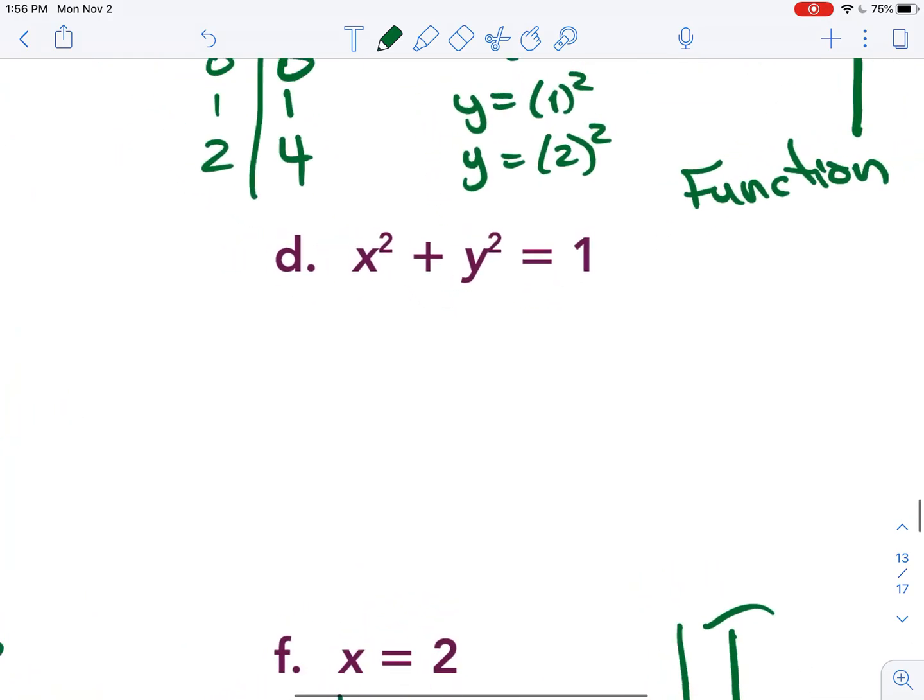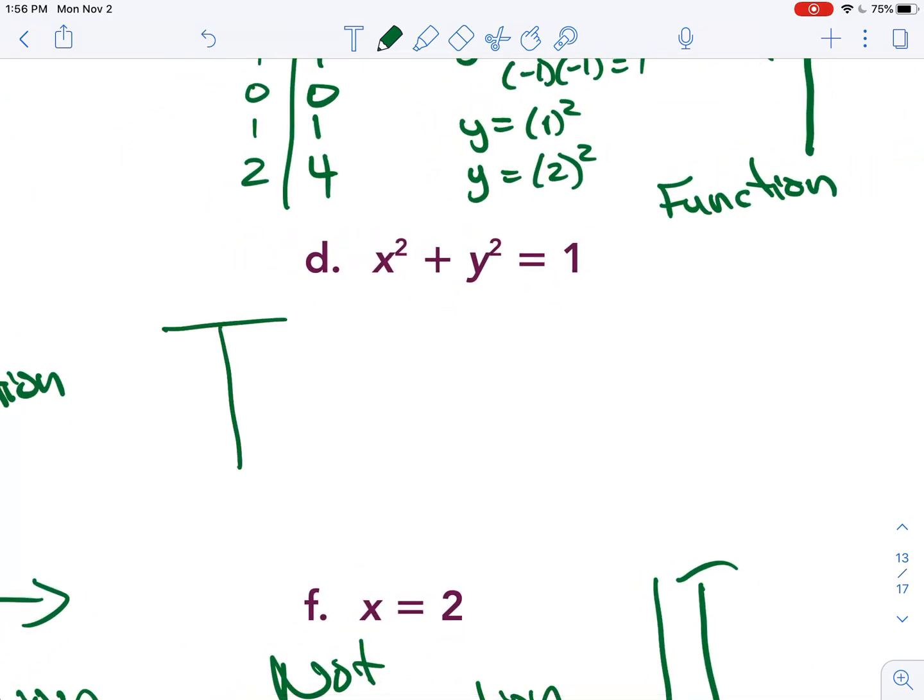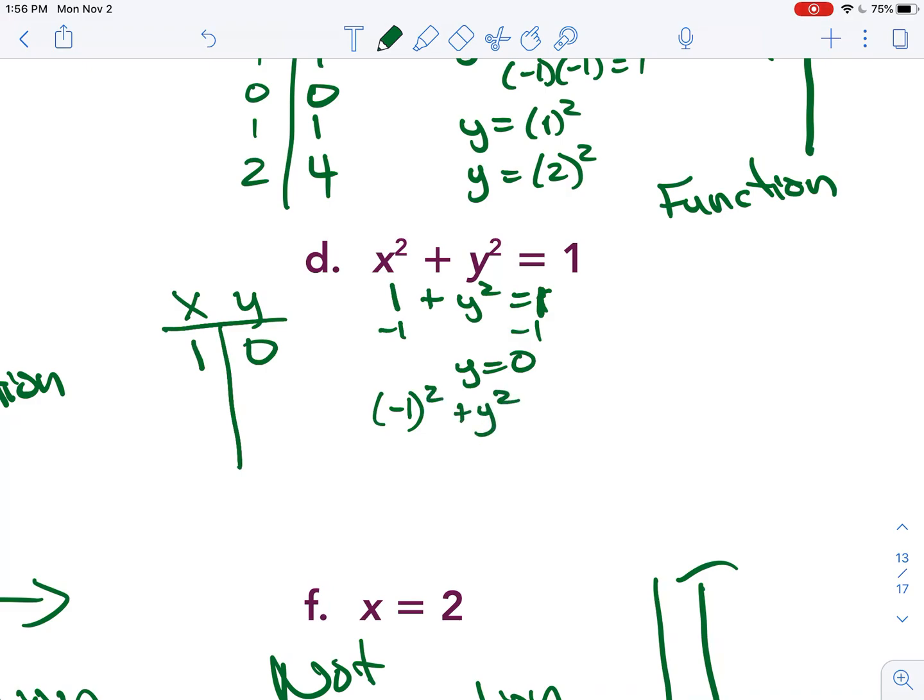Okay, so let's look at this. This one's a little bit harder. Guys, if we just plugged in 1 for x, 1 plus y squared equals 1. Subtract that over, y squared equals 0. If I plug in -1, that would get me 1 plus y squared equals 1. So y squared again is going to equal 0.